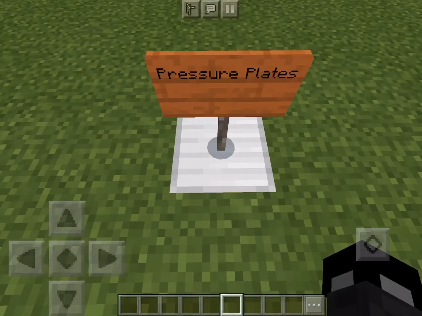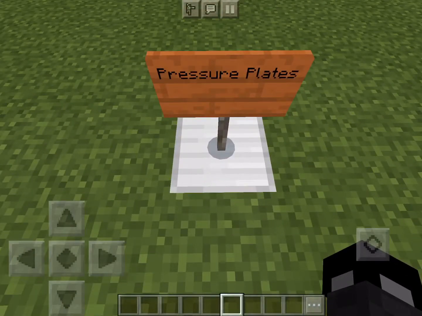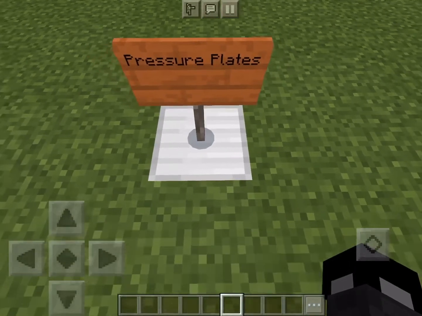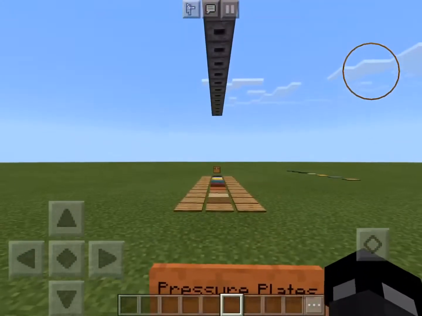So before I look up, I'm just going to ask, how do you use pressure plates? Because the majority of times I use them, it's just for opening a simple door. But I'm sure there are a bunch of other crazy redstone things. So if you already use them, let me know in the comments what you use them for, because it's really interesting. And so let's look up now.